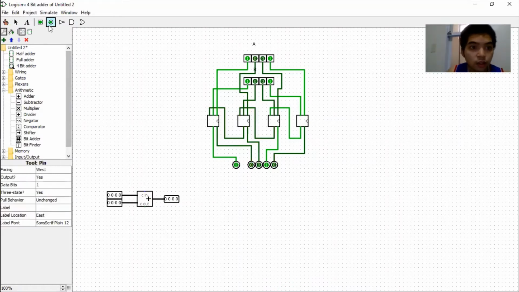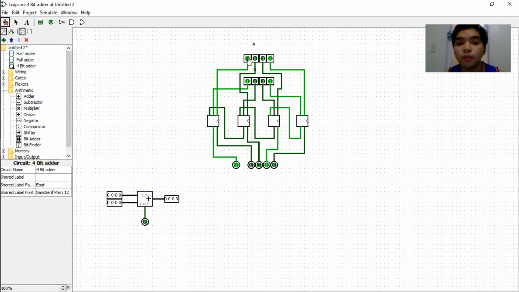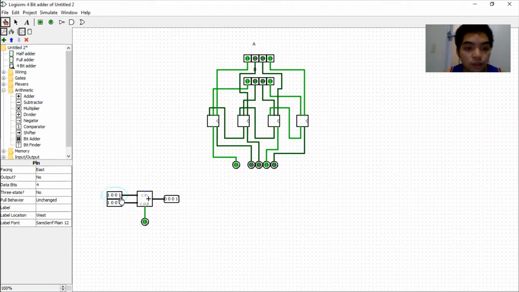And then the C out, we can just use this. It will indicate the carry if there's an existing carry. So like here, we need to do this also. So 9 plus 9, so 1, 1. See, it is the same answer. So there's a carry of 1, and then the sum is 0, 0, 1, 0.